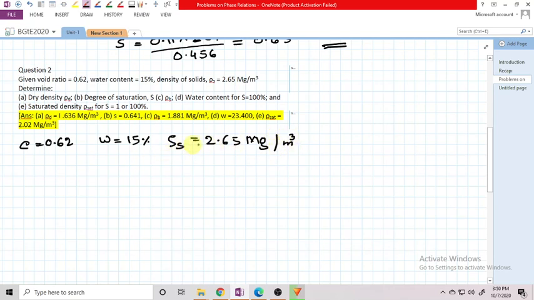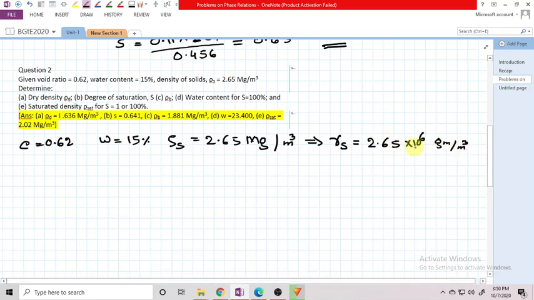Now you convert density into unit weight of solids. So unit weight of solids equals 2.65 into 10 to the power of 6 gram per meter cube. If I multiply with 10, it will become kilonewton per meter cube. So 2.65 into 10 is 26.5, and 10 to the power of 6 is nothing but kilo. So kilonewton per meter cube.